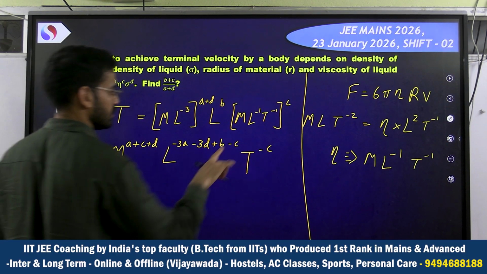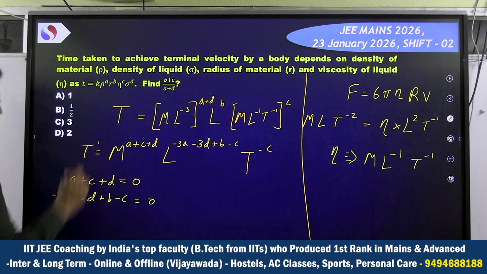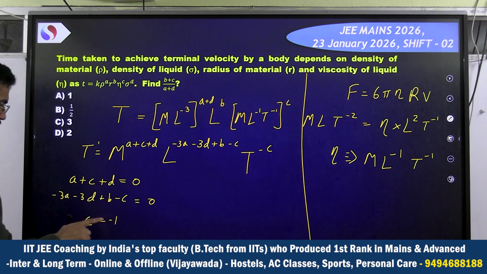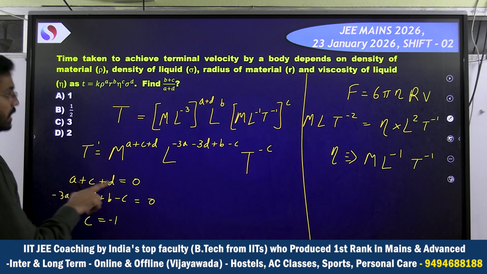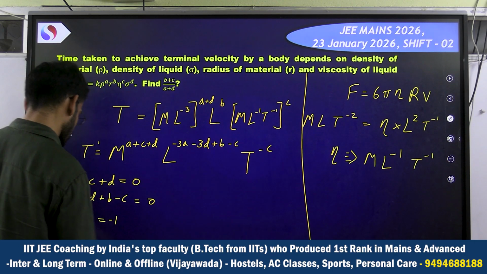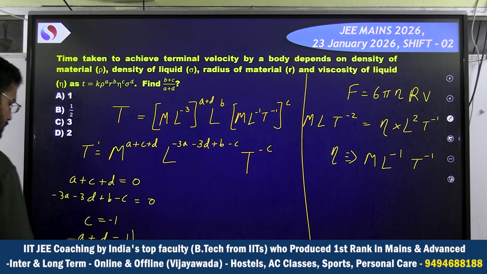Minus C is equal to 0, and minus C is equal to 1. So C is equal to minus 1, right? If you put C equal to minus 1, A plus D, which is what I want here, will come how much? 1, right? So A plus D came 1.